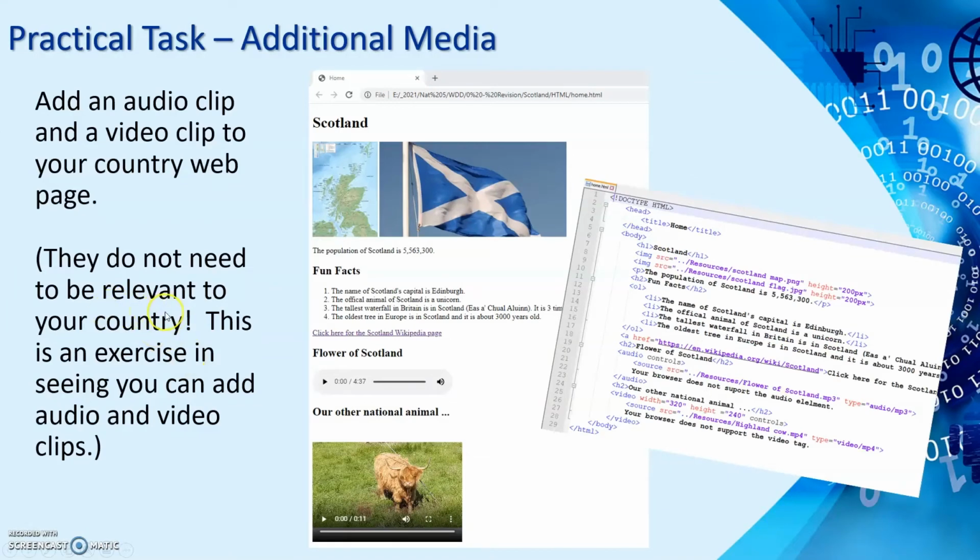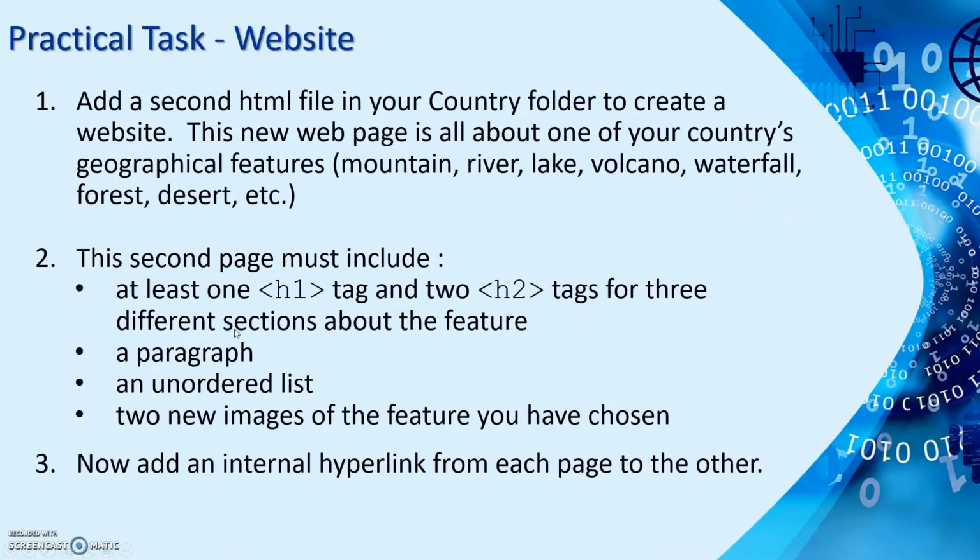relevant clips. Now the next practical task is we need to create a website. At the minute we've just got one page, so I want you to add a second HTML file to your country folder so we can get a website. This new web page is all about one of your country's geographical features, so a mountain, a river, a lake, a volcano, waterfall, forest, desert, etc. That second page must include at least one H1 tag and two H2 tags, so there'll be three different sections about your feature, at least one paragraph, an unordered list, and two new images of the feature that you've chosen.